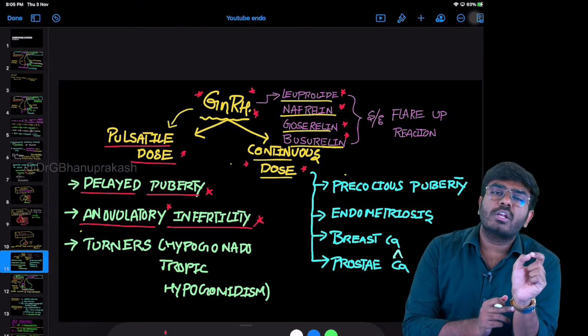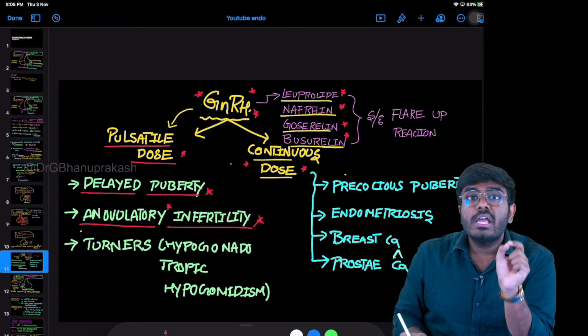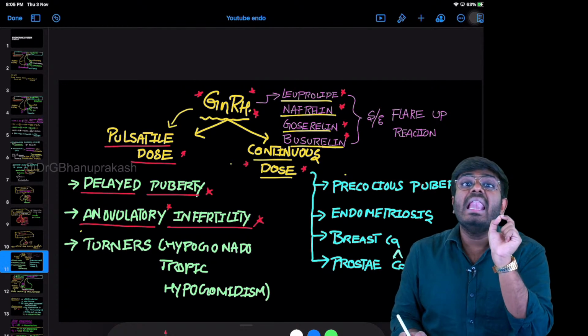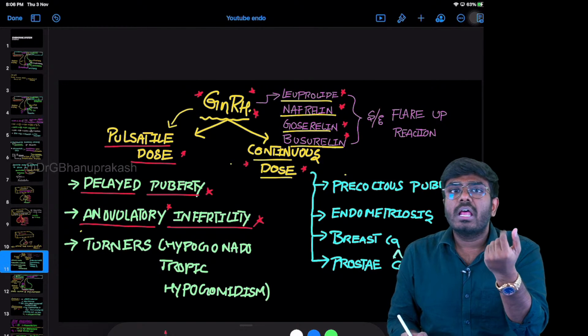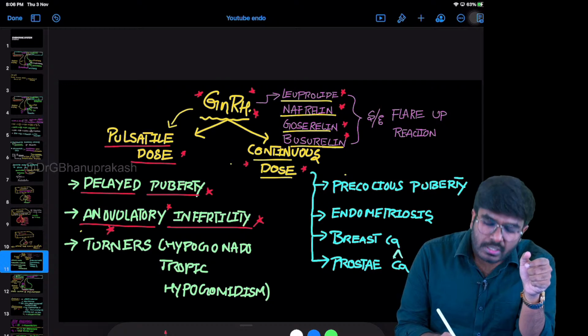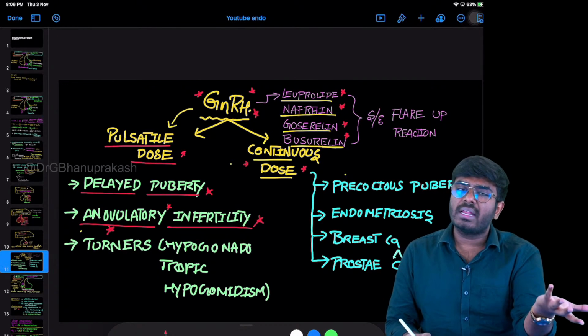Whenever you give GnRH analogues in a pulsatile dose, these GnRH analogues will go to the anterior pituitary and stimulate the gonadotropes. Gonadotropes will release FSH as well as LH. What will LH do? LH will help in ovulation, sir. Her main problem is anovulation. Now, you make her ovulate. Problem is solved. She is going to become fertile again.